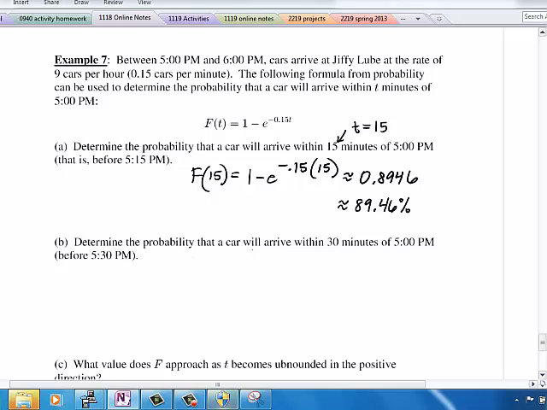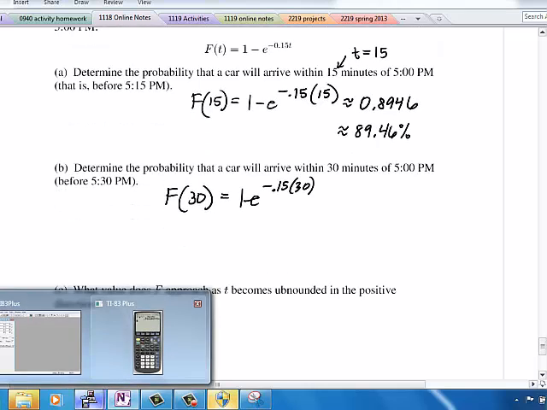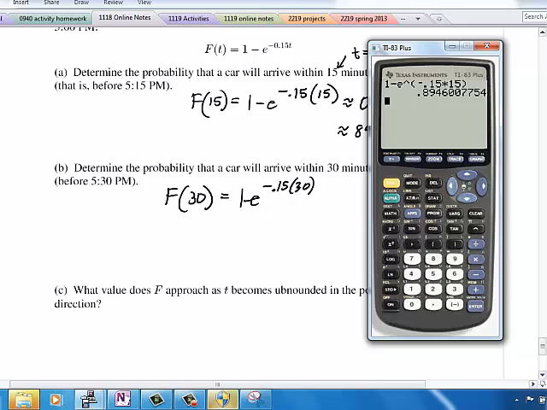Determine the probability that at least one car will arrive within 30 minutes of 5 p.m., so before 5:30. So we were looking for f of 30 in this case. 1 minus e to the negative 0.15 times 30. And I'm thinking that we might as well put this into our graph here. So 1 minus e to the negative 0.15x.